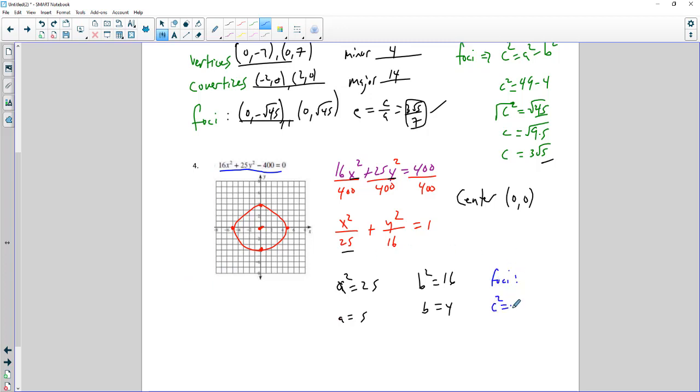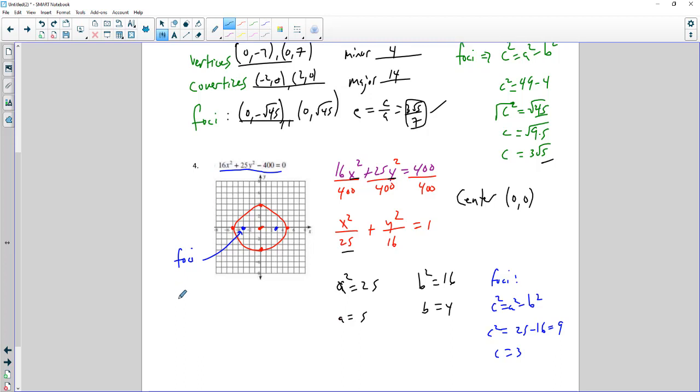So it's going to be c squared equals a squared minus b squared. And this will be, what do we have? This will be 25 minus 16, which is nice because that's going to be 9. Cool. So c will equal 3. And they're on the major axis, so we're going to go 3 to the right, 3 to the left, and that is actually where they are located, the foci, each one of them. Okay, and that's really easy to do.